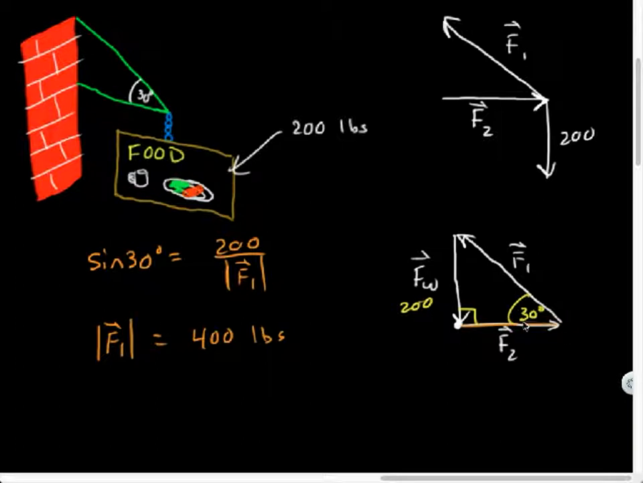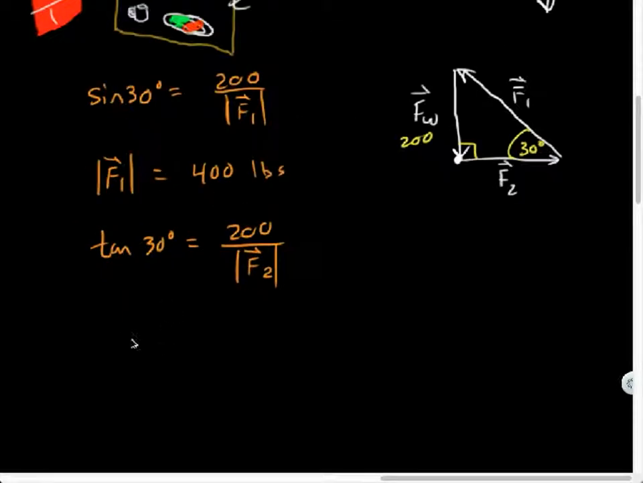Force 2 from angle 30's perspective is which leg? Adjacent. Compare that to opposite, so let's use tangent. Tan of 30 degrees will equal 200 divided by the adjacent, which is the magnitude of force 2. So the magnitude of force 2 is equal to 200 divided by tan of 30. Tan of 30 is 1 over the square root of 3. I believe that's 200 times the square root of 3, but we'll just write it as 346.41 pounds.